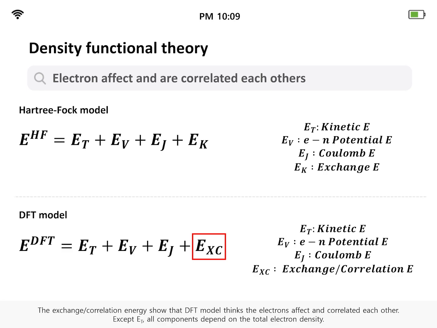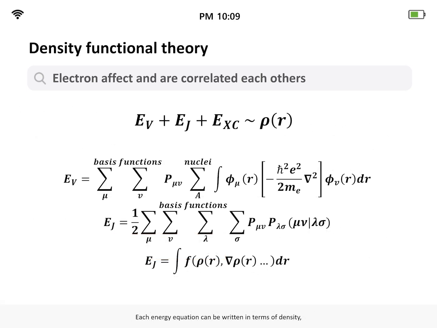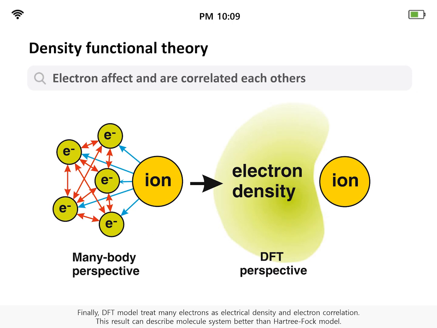Except kinetic energy, all components depend on the total electron density. Then, each energy can be written in terms of density. Finally, DFT model treats many electrons as electron density and considers electron correlation. This result can describe molecular system better than Hartree-Fock model.